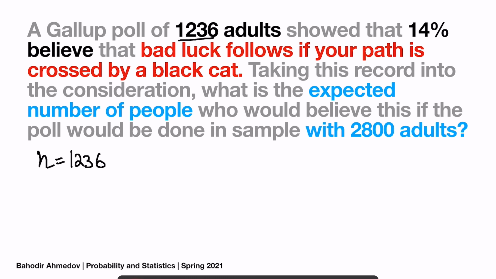Okay, and 14% believe means that the probability that I will choose one of them and it is going to be a person who believes this is 0.14. You see, here it is given as a proportion because the proportion of people who believe this is 14%, but proportions and the probability of success are more or less the same thing. Okay, we're going to discuss proportions a little bit later, and Q is going to be equal to 1 minus P, which is equal to 0.86.